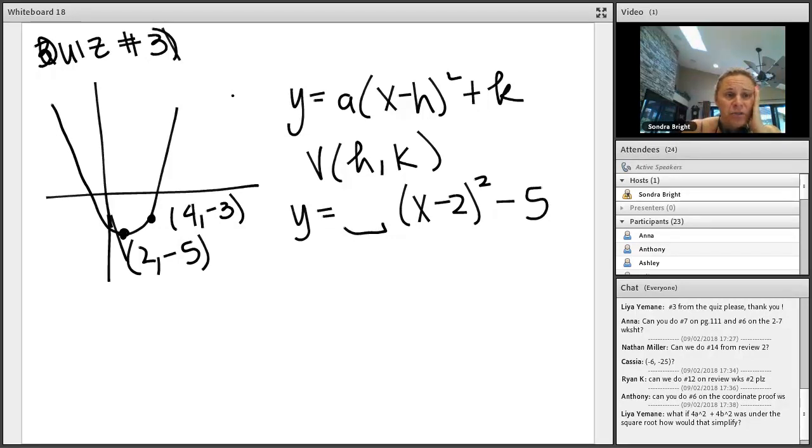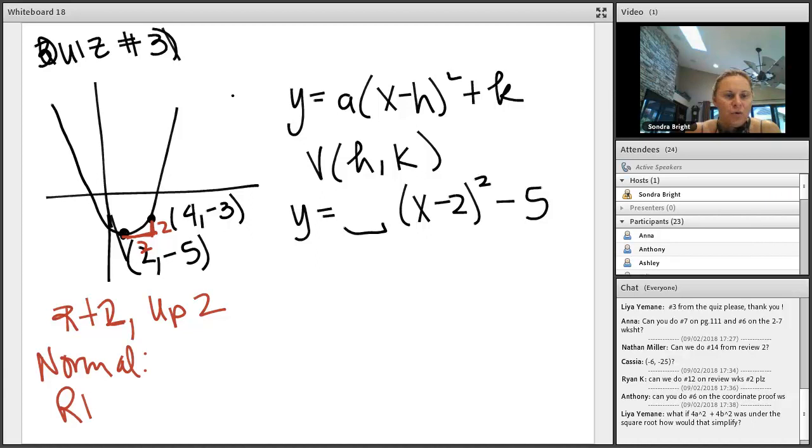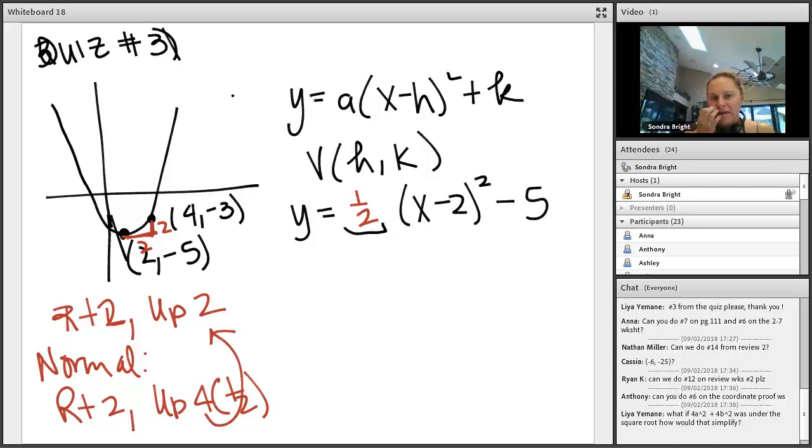I like to count boxes. Normally a parabola from the vertex would go right 1 up 1 and right 2 up 4. And what we notice here is that they went right 2 up 2, where the normal parent parabola would have been right 2 up 4. How do you go from 4 and get 2? You multiply it by 1/2. So a is 1/2 in front. Your a value is 1/2 because from the vertex we went right 2 up 2 instead of right 2 up 4, and you get that by multiplying your y values by 1/2.